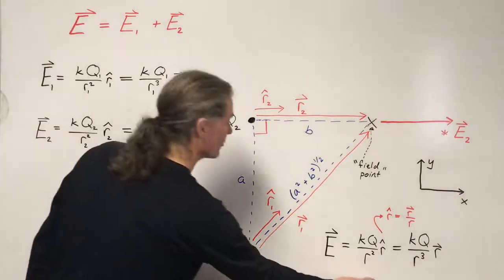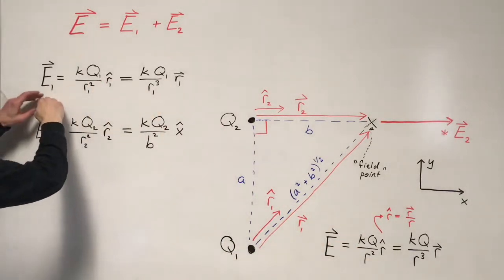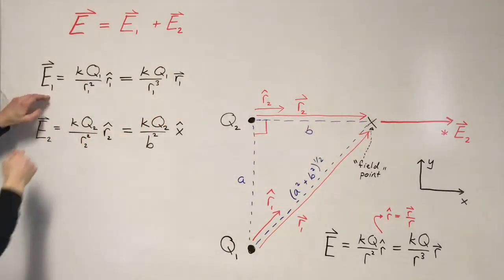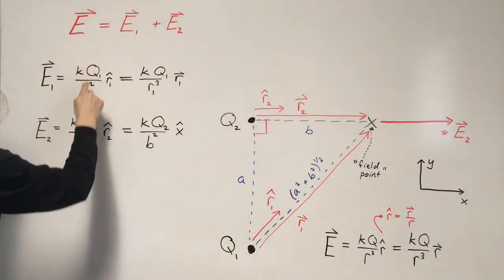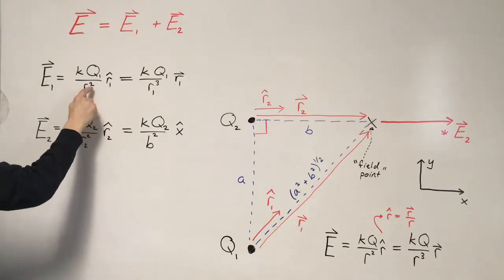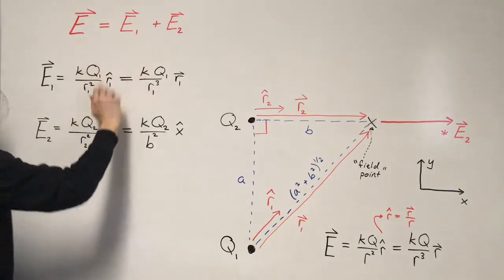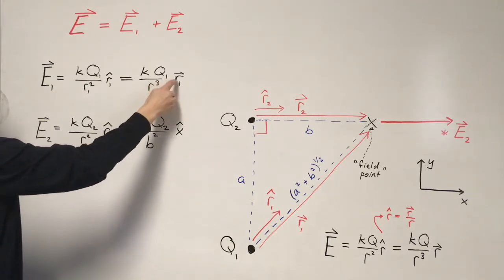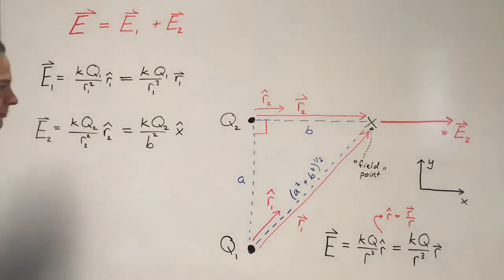All right, so here we go. For the electric field contribution at the field point due to charge 1, I get K Q1 over R sub 1 squared R1 hat, or I can write that as K Q1 over R sub 1 cubed R1 vector.